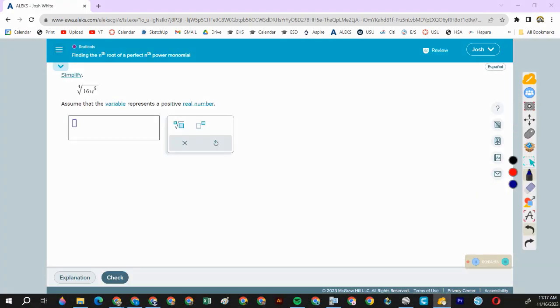All right. So 16 is made up of 2 to the 4th. So I can bring out one of those. So 2. And w to the 8th is made up of 4 sets of w squared. And nothing's left over.